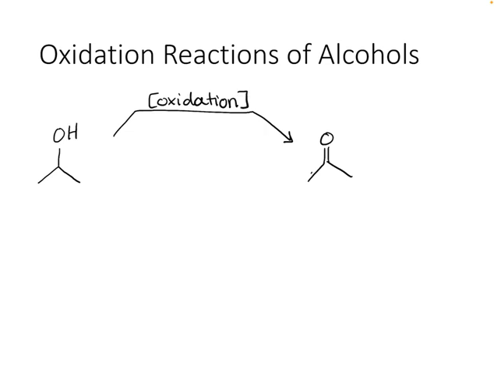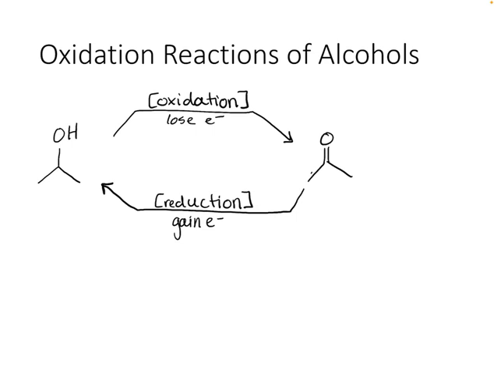Now, is oxidation a loss of electrons or a gain of electrons? A loss of electrons. And then we could always go back from the ketone to the alcohol, and that would involve reduction. Now, since reduction is the opposite process of oxidation, that means we would gain electrons.